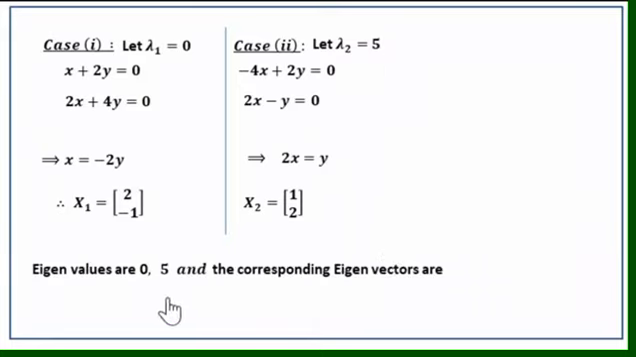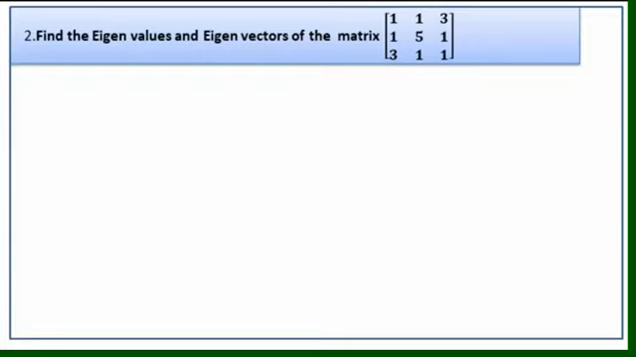So the eigenvalues are 0 and 5 and the corresponding eigenvectors are X1 equal to the column matrix (2, minus 1), or you can write the row matrix (2, minus 1) transpose, and (1, 2) transpose respectively. Now let's take the second problem. Find the eigenvalues and eigenvectors of the matrix [1 1 3; 1 5 1; 3 1 1].